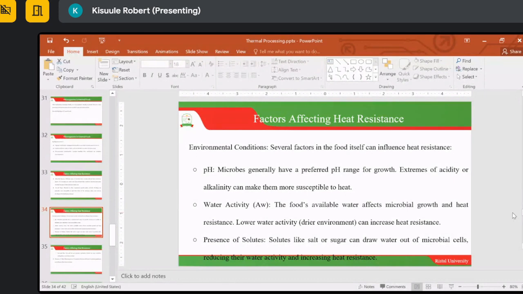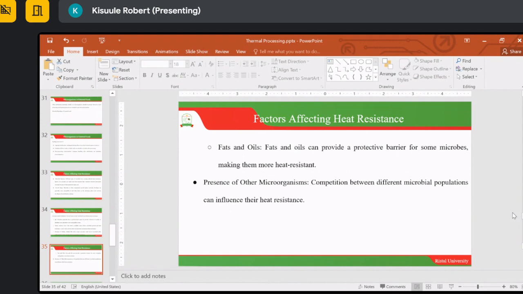But also, we are looking at the water activity. A food's available water activity affects microbial growth and also heat resistance. The lower the water activity, or the drier the environment, the more this can increase heat resistance. If the organisms can tolerate that, then they can still tolerate high heat. Presence of solids, things to do with sugars and salt, can draw water out of the microbial cells, reducing their water activity and increasing their heat resistance.